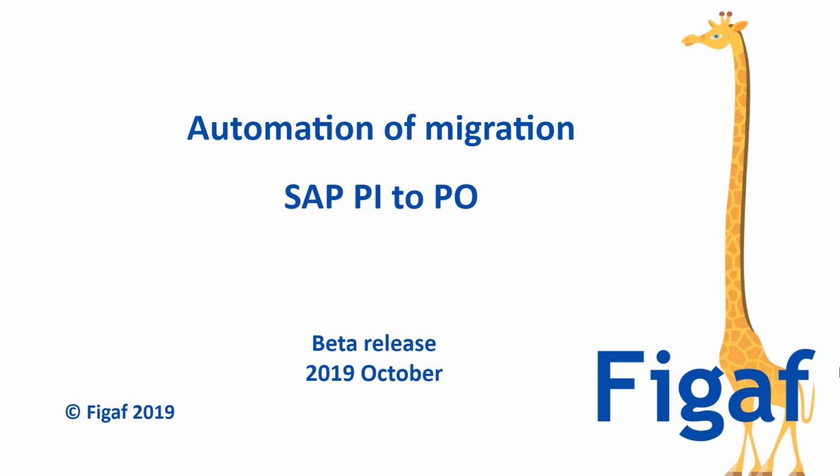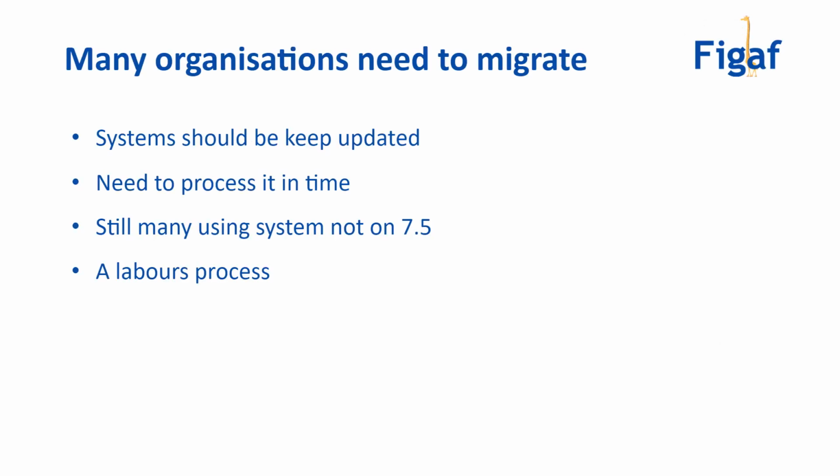In this video, I'll show you how the Figaf tool can help you automate your PI to PO migration from either a dual stack to a single stack system, and how it's able to handle this with automation, testing, and configuration, so it's a lot easier to migrate a full landscape. So this is our beta release, so there's some things that are not optimal yet, but we are working on improving, and it will be better when we get to the real release.